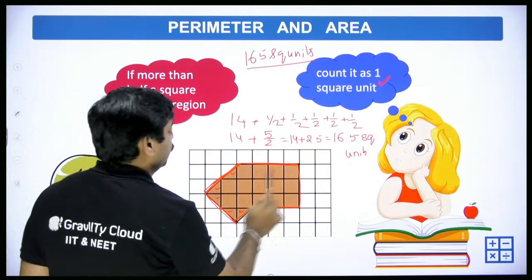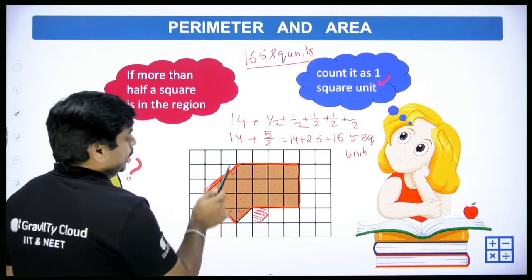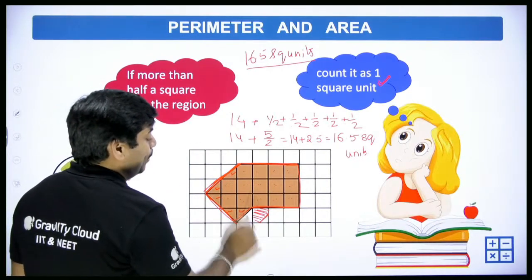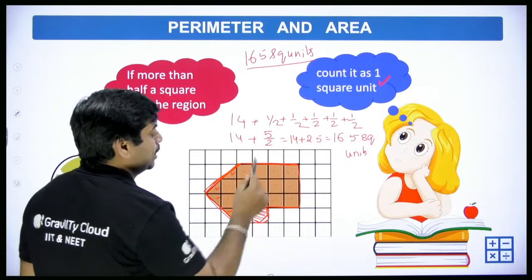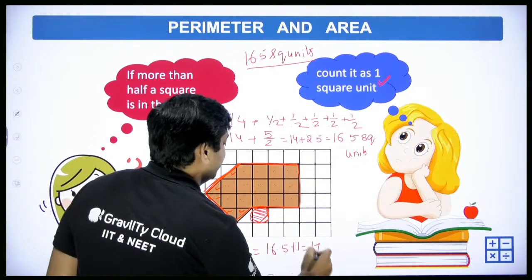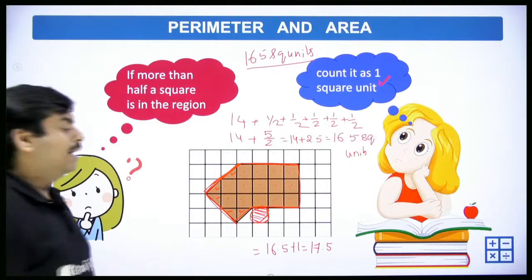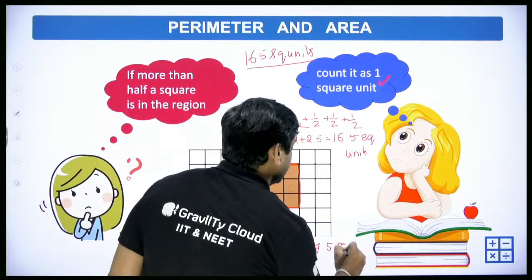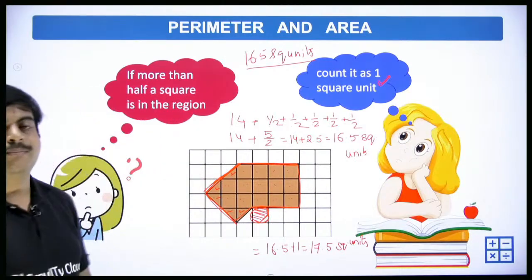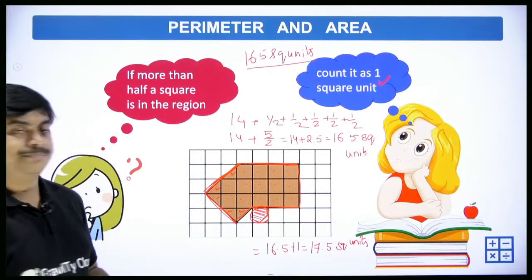So 1, 2, 3, 4, 5, 6, 7, 8, 9, 10, 11, 12, 13, 14, then 14.5, 15, 15.5, 16, 16.5, plus 1 complete square coming here. So 16.5 plus 1 gives 17.5. Area is always in square units. So 16.5 plus 1 gives us 17.5 square units, correct?